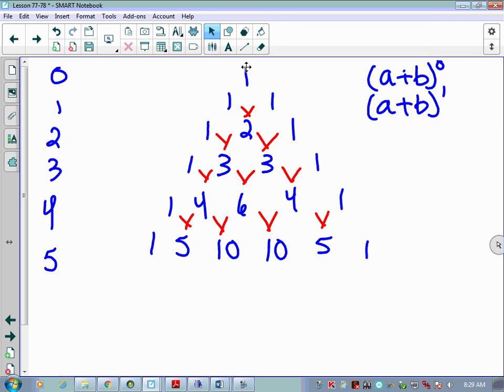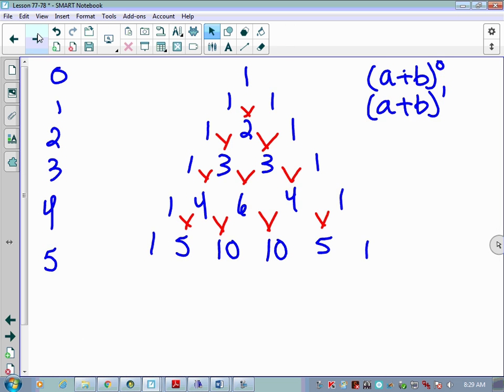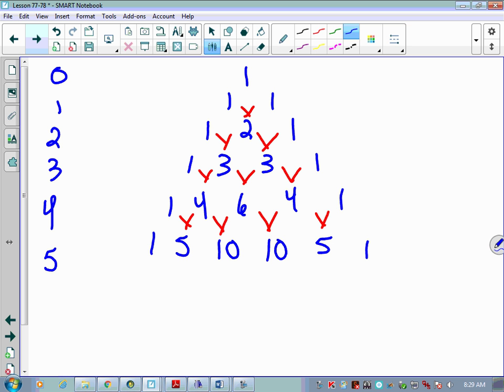So if we go back and we look at question number 1, it says write all 6 terms of b plus c to the 5th, okay? So my coefficients to those 6 terms, let's change this around so that we're looking at b plus c to the 5th, all right? We have 1, 2, 3, 4, 5, 6. Those are going to be my coefficients. Now, the nice thing about this is that it's just b plus c. They didn't put anything else in front. We're not working with negatives.